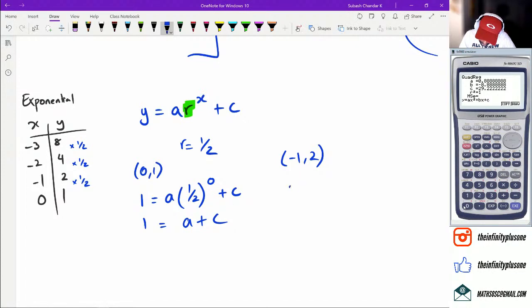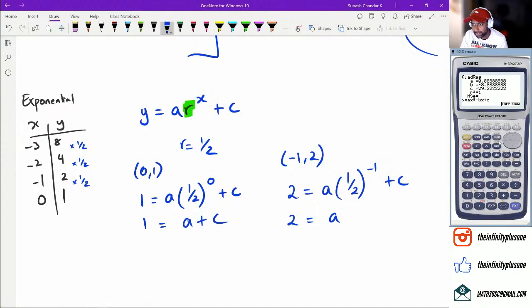So here, I've got 2 equals a times a half to the power of -1 plus c. So now I've got to work out what half to the power of -1 is. I'm just going to go to my calculator and put in a half to the power of -1. Now I've given you guys a tricky one to start off with, so that it makes sense later on. So this is my 2 equations.